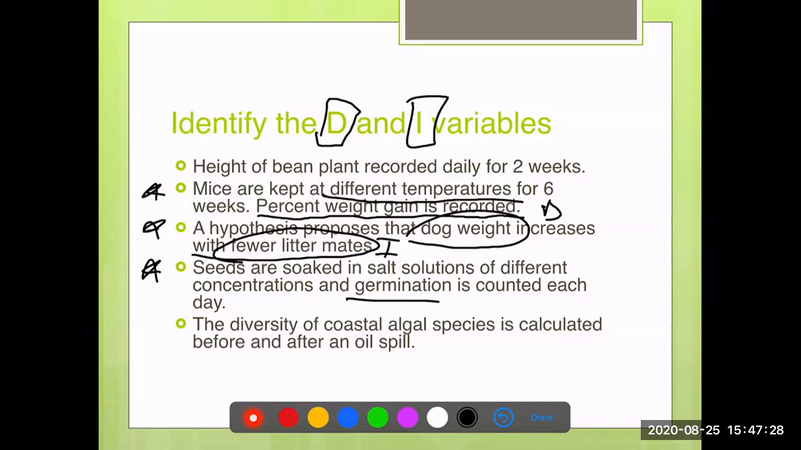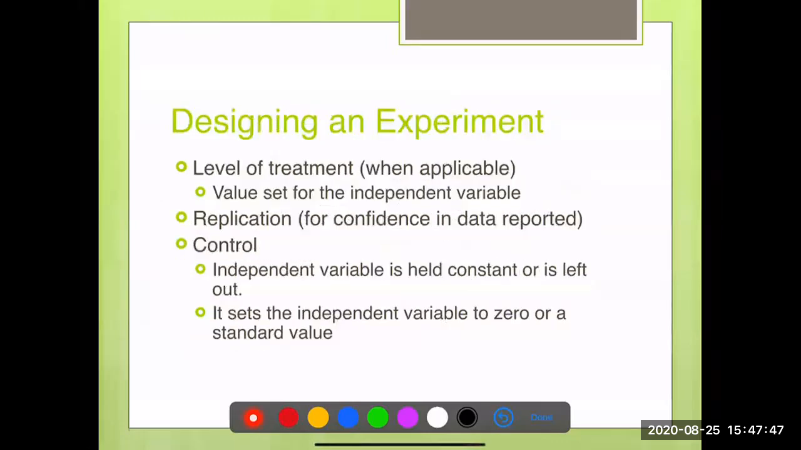Seeds are soaked in salt solutions of different concentrations and germination is counted. So what are we recording? Germination, that's the dependent variable. What is it that is being varied? What is it that affects the germination? Different concentrations of salt, that's the independent variable. And so on. Okay, final comments.